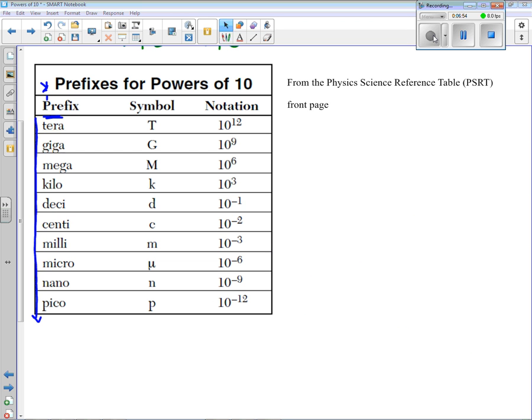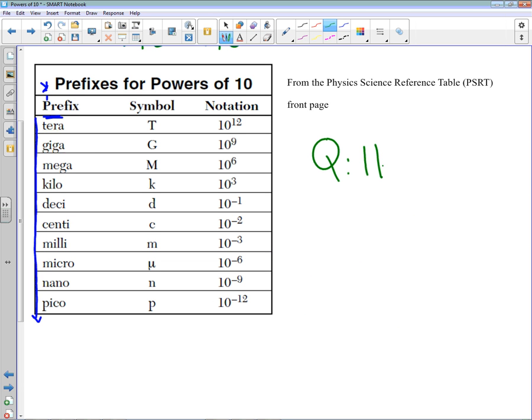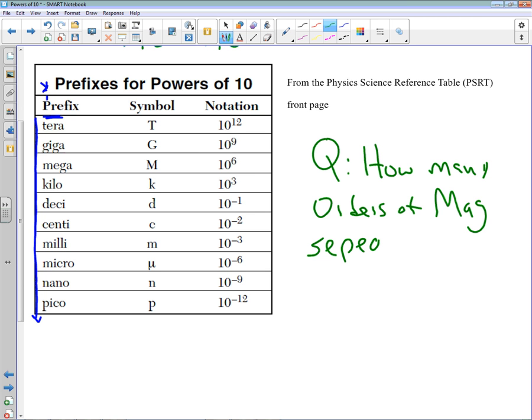Okay, now I have a question for you. How many orders of magnitude, I'll abbreviate magnitude, separate the micro prefix and the milli prefix? So here's the micro prefix, here's the milli prefix. You can see the micro prefix is 10 to the minus 6th, milli prefix is 10 to the minus 3rd. How many orders of magnitude separate them? Or how many powers of 10? Remember, this idea of orders of magnitude is the same thing as powers of 10.